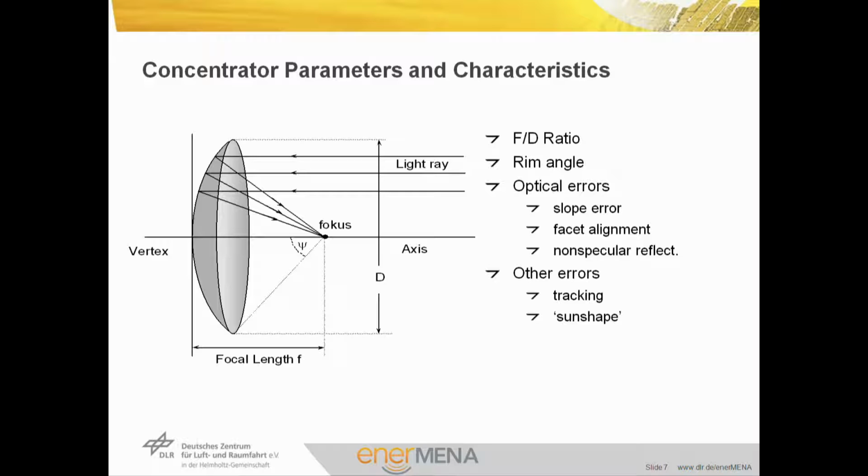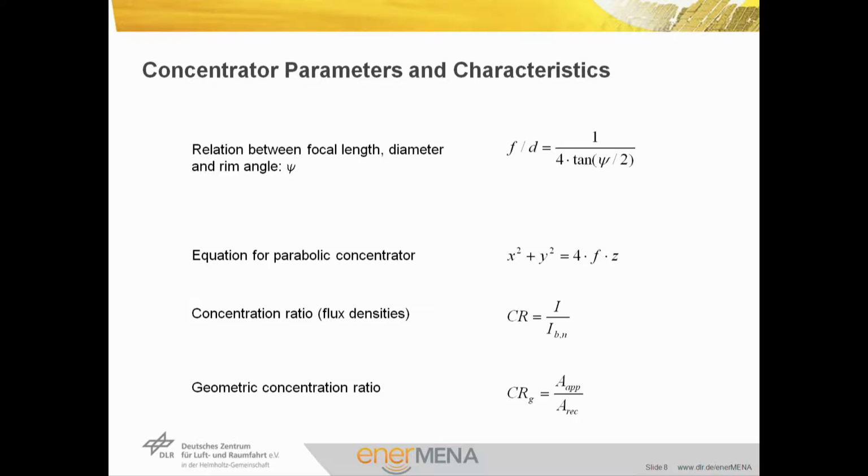When we are talking about errors, we can divide into slope error, when the curvature of the surface is not the desired one. We can experience a misalignment of facets when we have a faceted concentrator design, and we can find non-specular reflection on the mirror surface. Other errors can be introduced from the tracking system, and of course, we have to consider that the sun is not a point light source. In the upper formula, we can see the relation between the F/D ratio and the rim angle. The second formula is a mathematical description of the parabola.